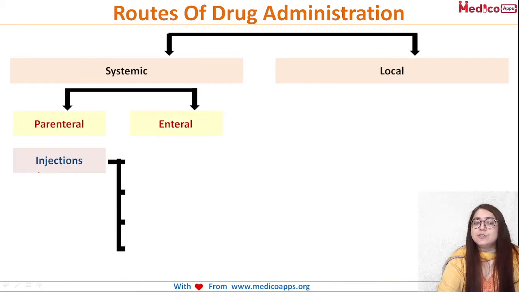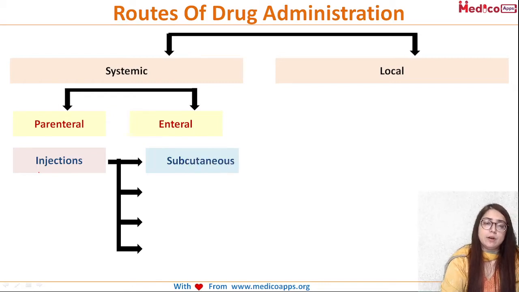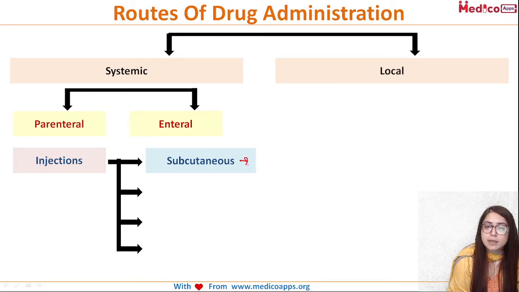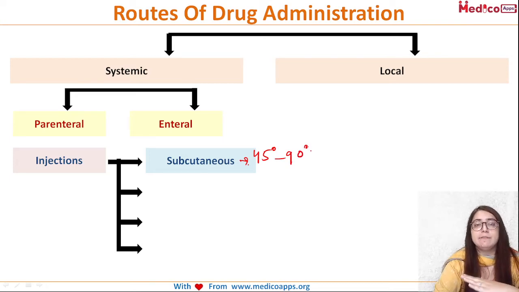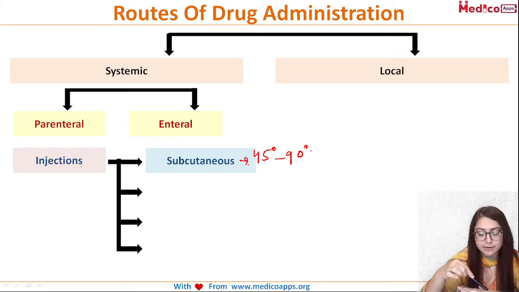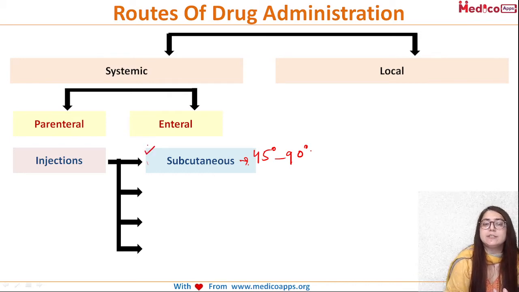Now coming to injections again. In the parenteral route, there are four types of injections, four forms by which you can give injection, depending upon the need. First is subcutaneous. Let me tell you the basic difference between all these. For subcutaneous, you are supposed to make an angle of 45 to 90 degrees. That means the needle and the skin should be at 45 to 90 degrees. If it is given in such a form, then we say that it is a subcutaneous injection.